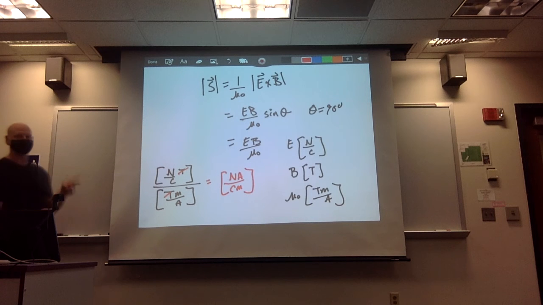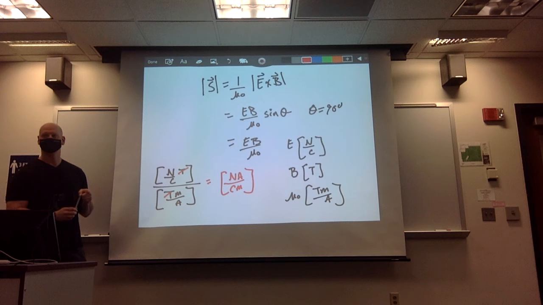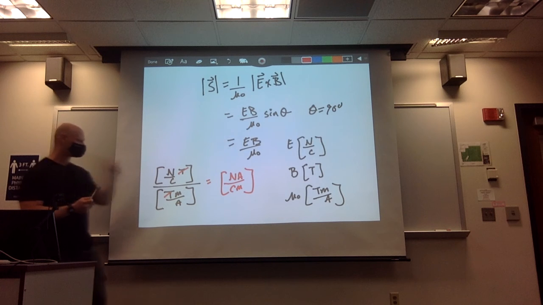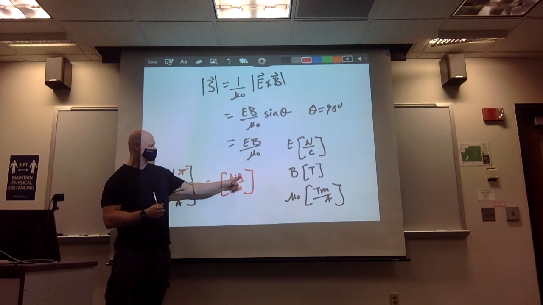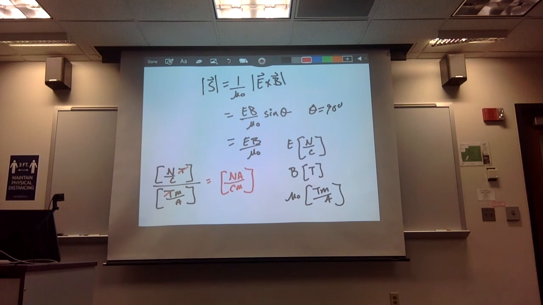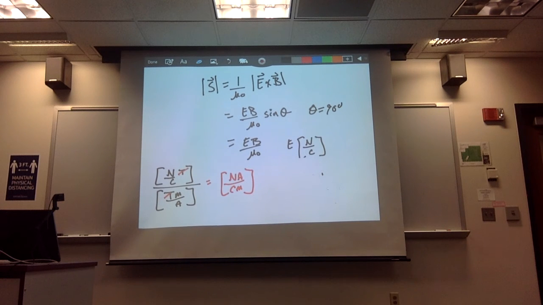But what's an amp by definition? An amp is the unit of current. And what's current? Change in charge over change in time, which means an amp is actually a Coulomb per second. So the Coulombs are going to cancel, and it's going to be a Newton per meter second.